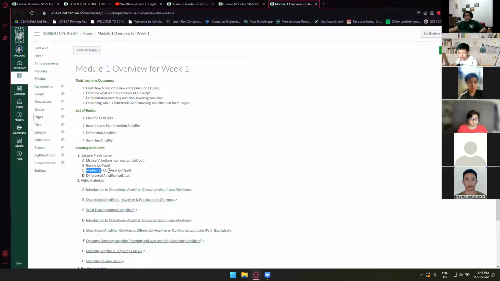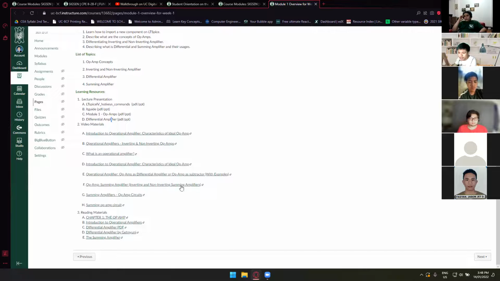Here is the first module, which is module 1, op amps. Then we have an additional module, which is the differential amplifier. This one is actually also in here, but this one is more of a concept or explanation regarding the differential amplifier.